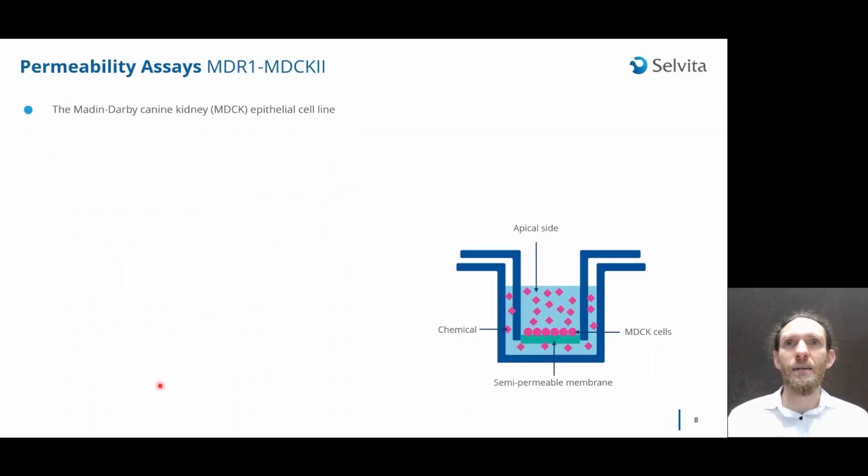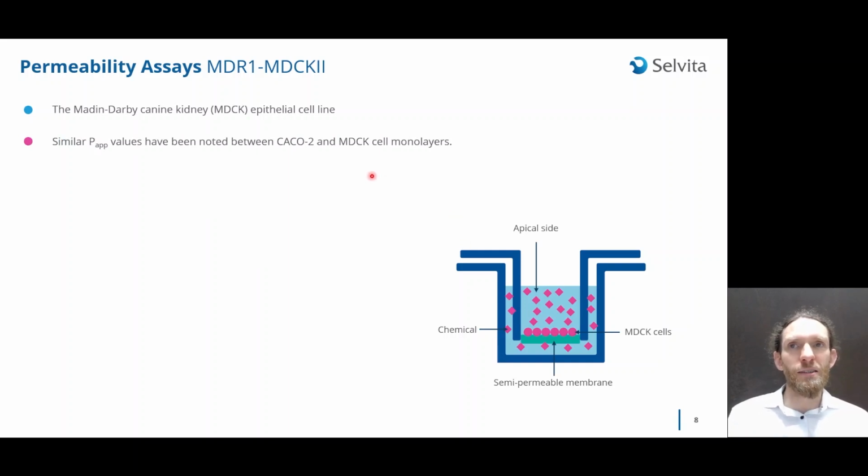The next assay is called MDCK. MDCK is based on Madin-Darby kidney epithelial cell lines. Technically, it looks the same way as CACO2, so we have cells grown, apical side, basolateral side, and the compound just travels through the membrane.